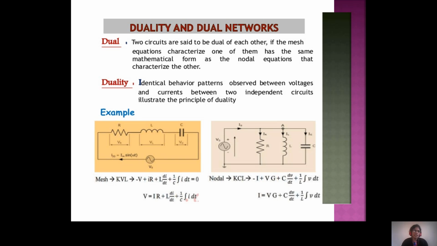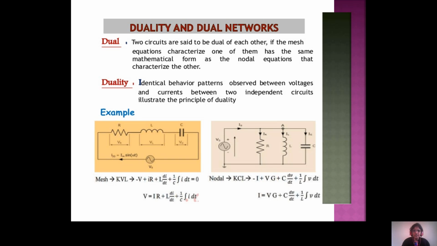Let us take a simple example. There is one resistor, one inductor, one capacitor and one voltage source. When we apply the simple mesh equation, that is a loop, it is in the form of a series. So we consider KVL, Kirchhoff's voltage law. When you apply Kirchhoff's voltage law to this network, first we have to assume the polarities, plus to minus. The algebraic sum of the voltages is equal to 0.